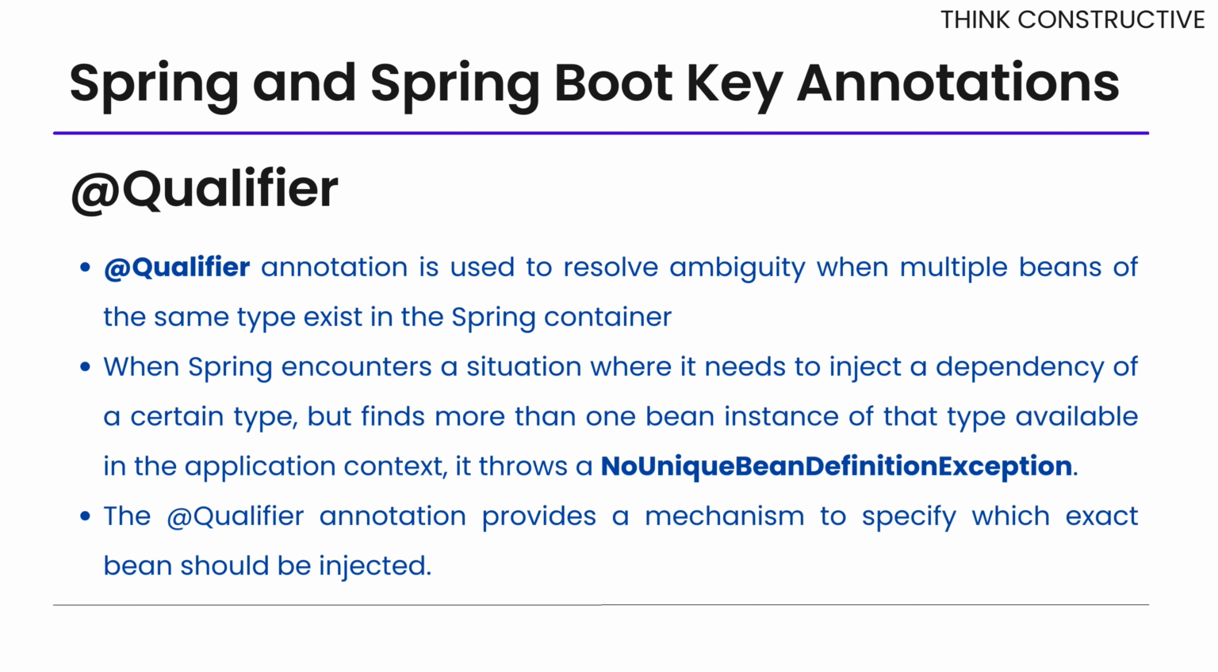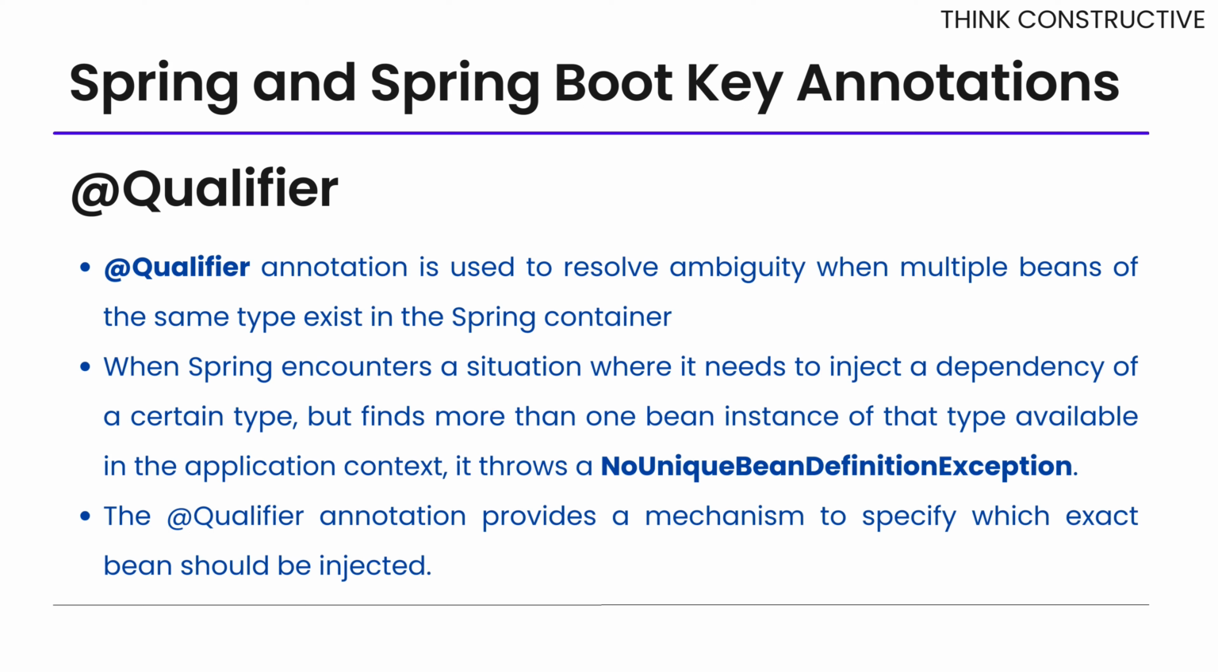Qualifier annotation. In the Spring Framework, the qualifier annotation is used to resolve ambiguity when multiple beans of the same type exist in the Spring container. So what happens when Spring needs to inject a dependency of a particular type, but finds more than one bean instance of that type in the application context? Then it gets confused about which one to use, and it throws a NoUniqueBeanDefinitionException because it is unable to decide which bean to pick up, since both beans are of the same type.